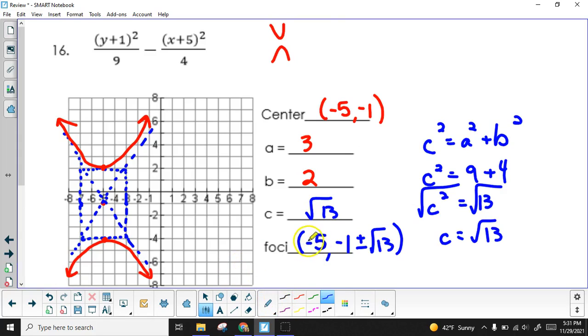If you wanted, you could split this up and write it as -5, -1 plus square root of 13, and -5, -1 minus the square root of 13.